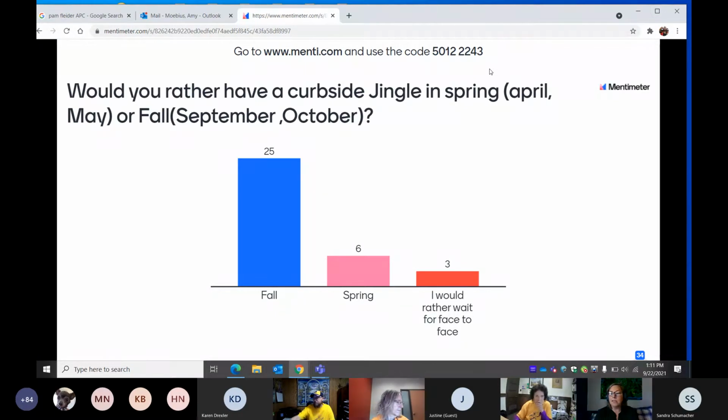Thank you for participating, everybody. I'm feeling like fall's winning. So I'm going to go ahead and minimize this. You can go ahead and continue to vote throughout the entire meeting. And if we have a break, which I don't know if we will, I will remind you of this too. So right now I'm just going to minimize this and then come back to you. But keep on voting.